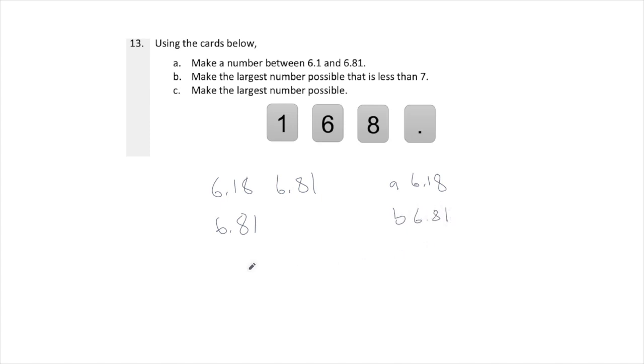For part C, we have to make the largest number possible. 8 is our biggest number, so 8 will be our first digit. Our second digit is 6 because 6 is greater than 1. So our last digit is 1. So the answer to part C would be 86.1.